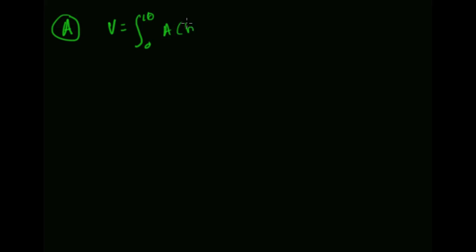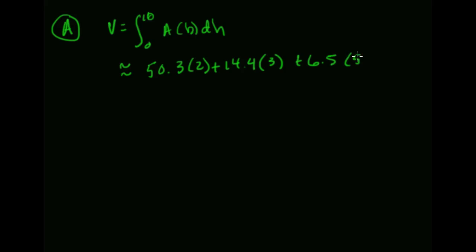of A of H dH, which using left Riemann sums is going to be approximated by 50.3 with a width of 2 plus 14.4 with a width of 3 and 6.5 with a width of 5, which is 176.3 cubic feet. All right, so part B asks, is this an overestimation or an underestimation?